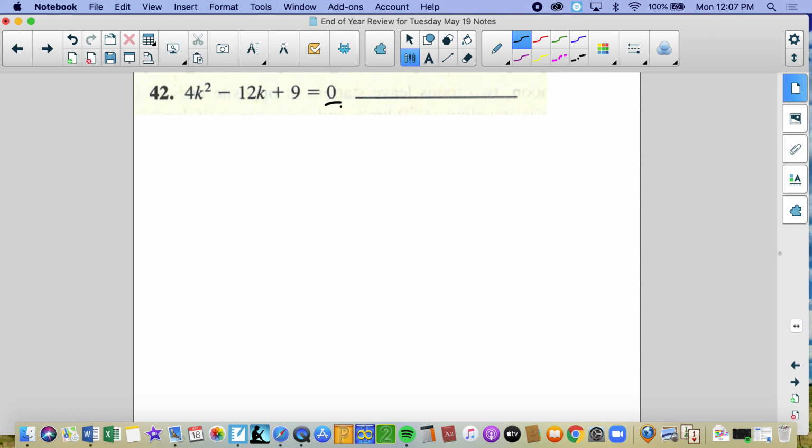So here we go. It's set equal to 0. My a is equal to 4, my b is equal to -12, and c is equal to 9.